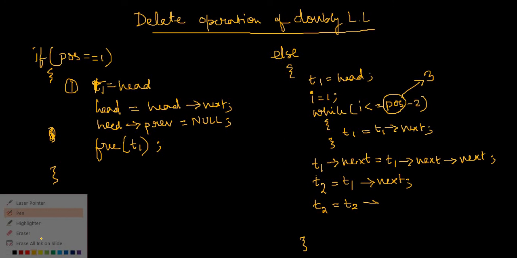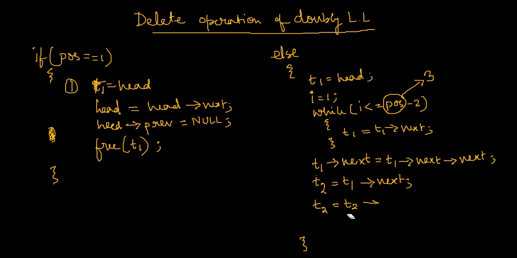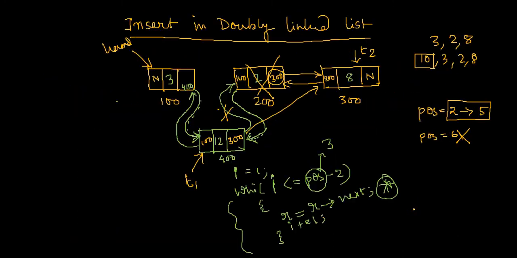I can easily write T2 prev equal to T1, because T1 is pointing to this node. So this prev 200 now will get replaced by the value 400, because T1 is pointing to the node of address 400. So it will contain 400.